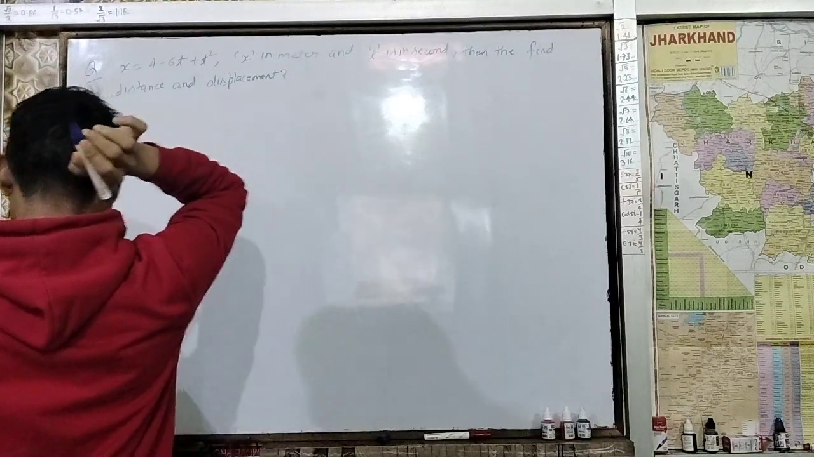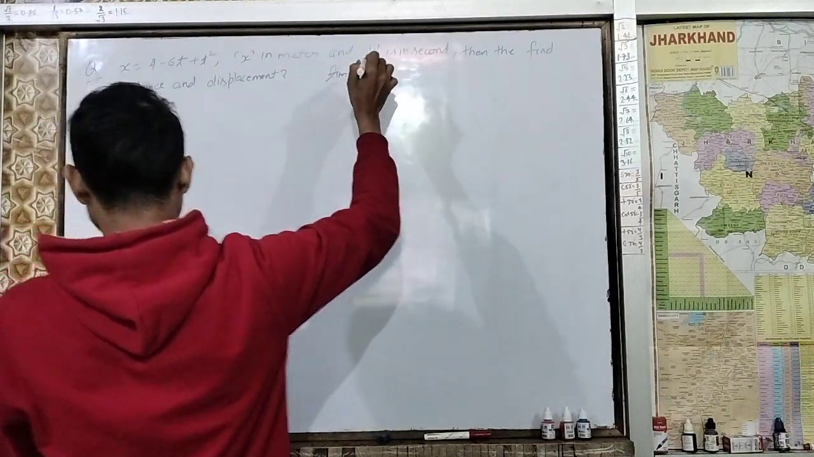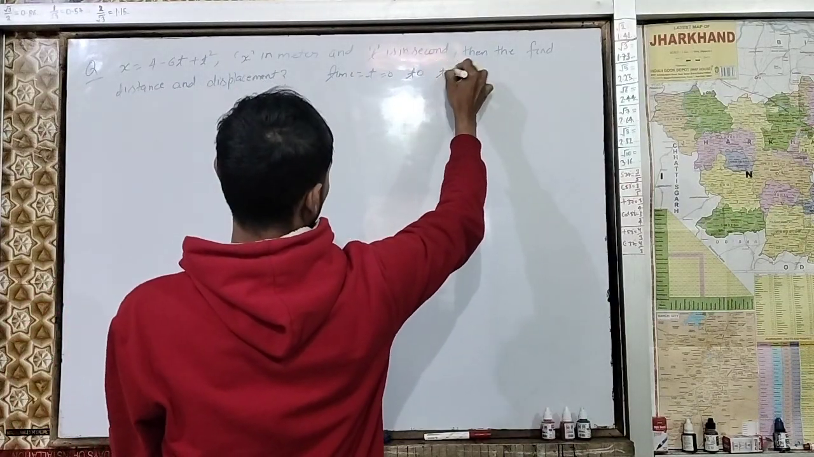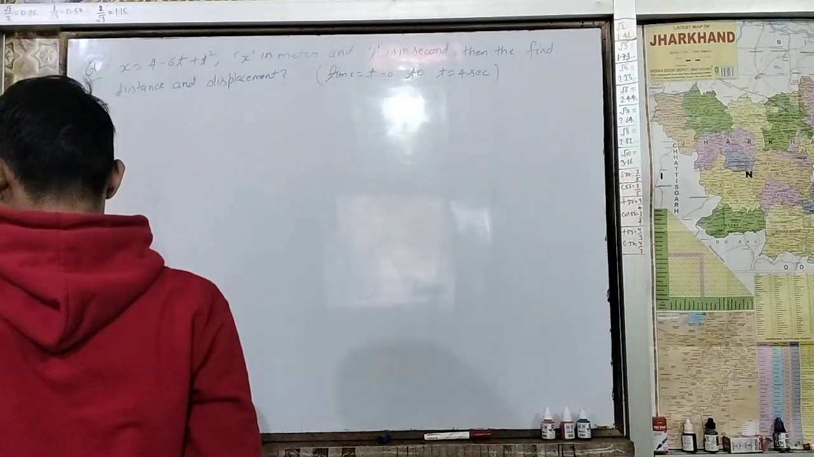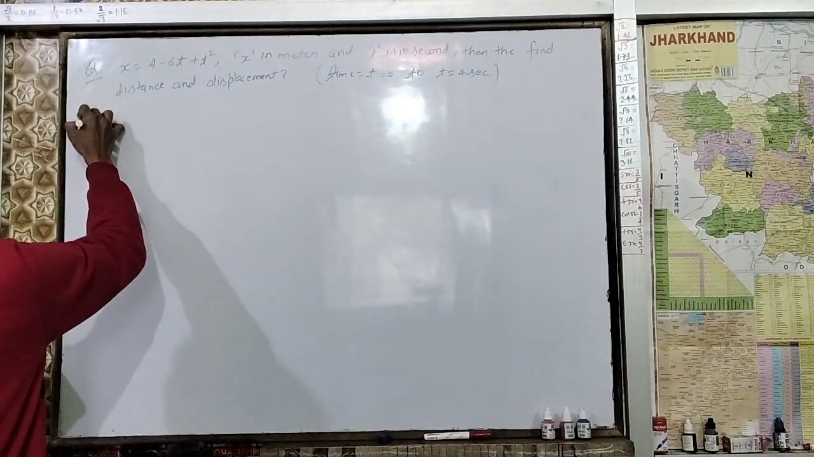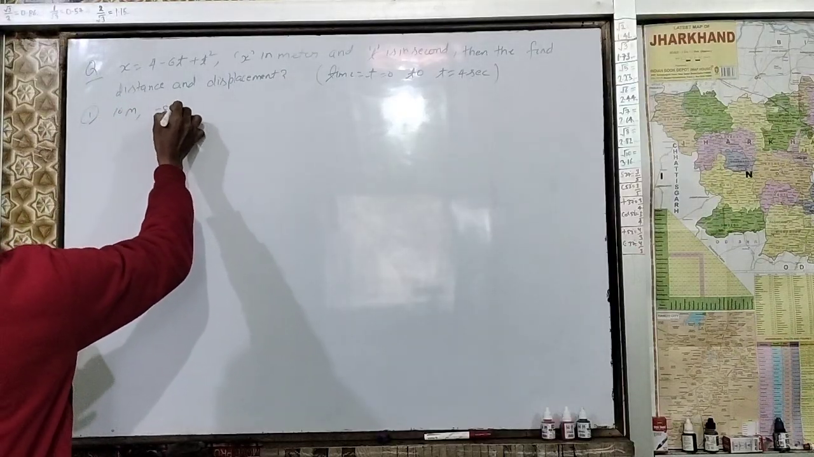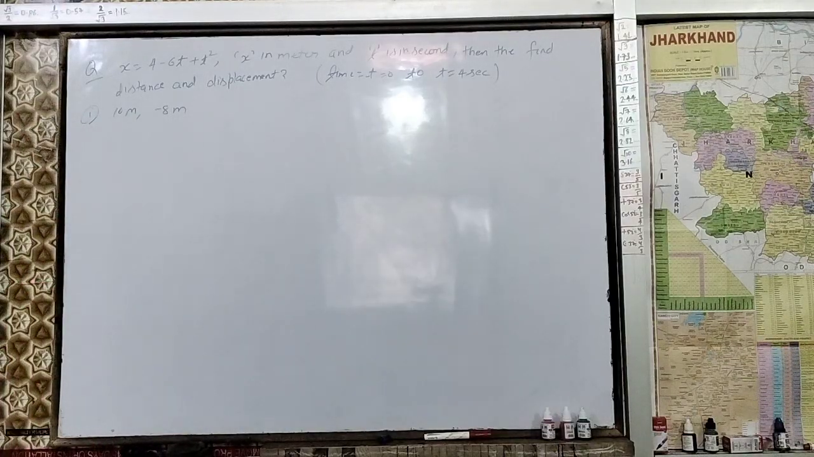Okay, this is our question, where time is from 0 to 4 seconds. From 0 to 4 seconds. First is 10 meter minus 8 meter. Try to understand.